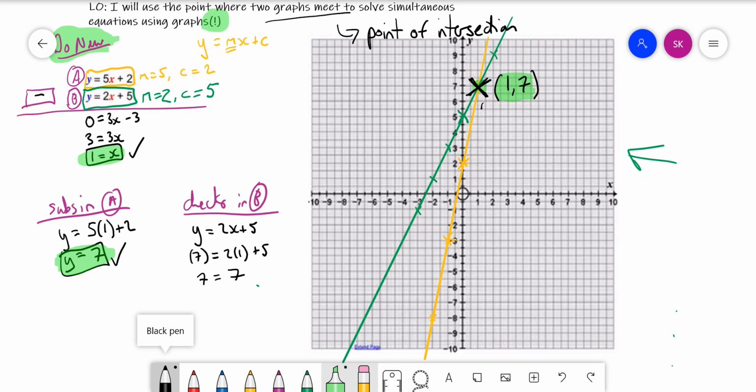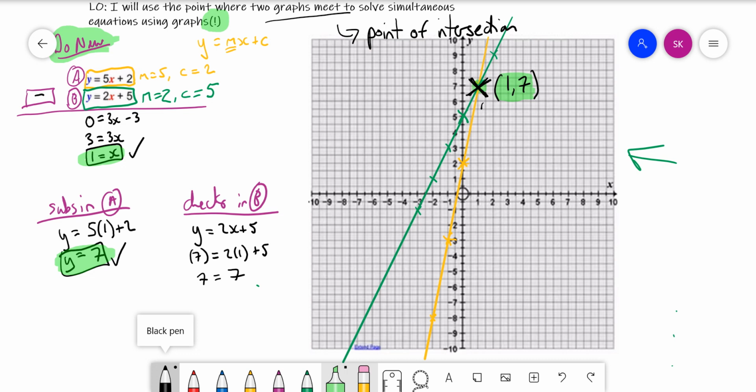And that's what today's lesson is about. It's about drawing graphs and seeing where they meet, finding their point of intersection, in order to solve the simultaneous equations. So there's quite a lot for you to get your head around there.